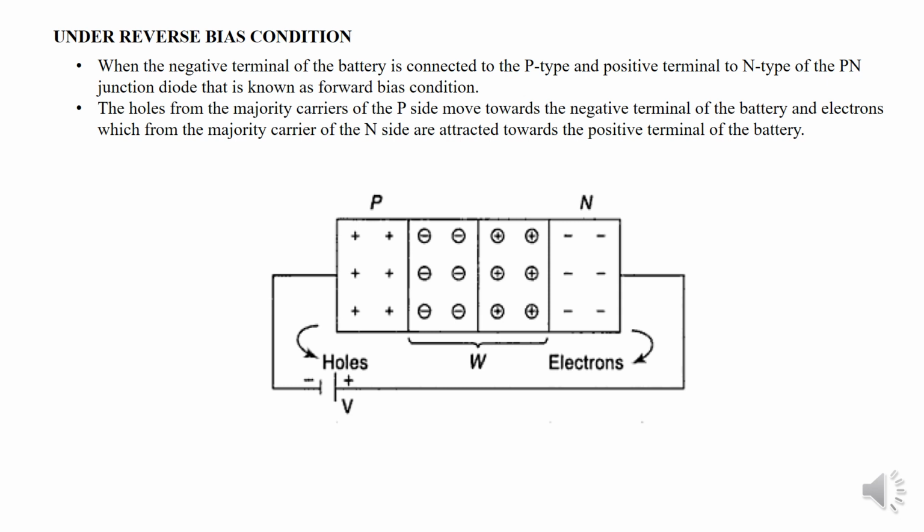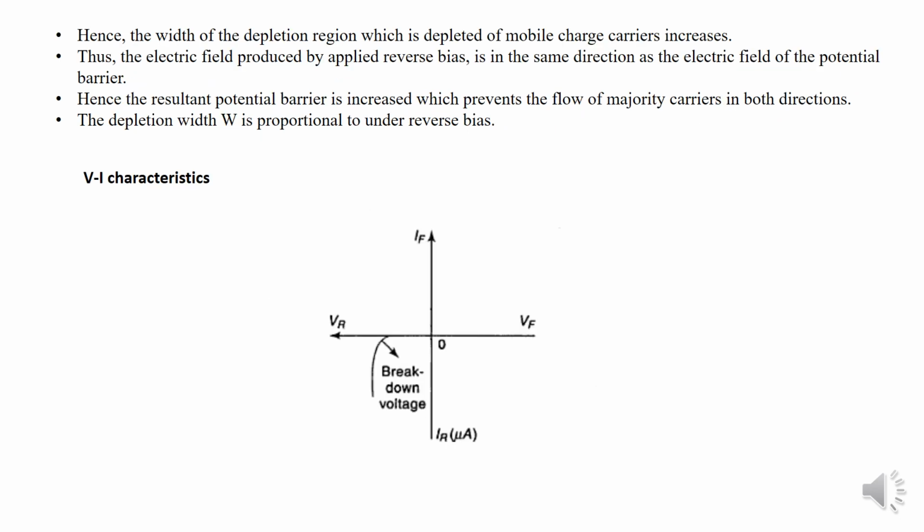Thus, the electric field produced by the applied reverse bias is in the same direction as the electric field of the potential barrier. Hence, the resultant potential barrier is increased, which prevents the flow of majority carriers in both directions. Therefore, the depletion width is proportional to the applied voltage under the reverse bias condition. And this is the VI characteristics.